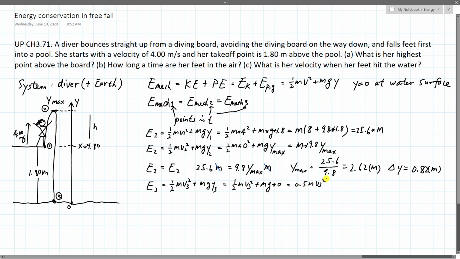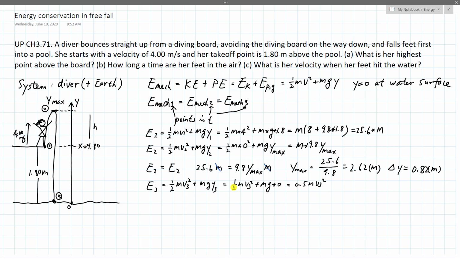Alright, I still have the m, but that's okay. You've seen that I divided out the m, so the m doesn't really matter, which means if she's a different person or has a different weight, it would still be the same. If she managed to jump up still at 4.00 meters per second off the same diving board, she would end up being the same.